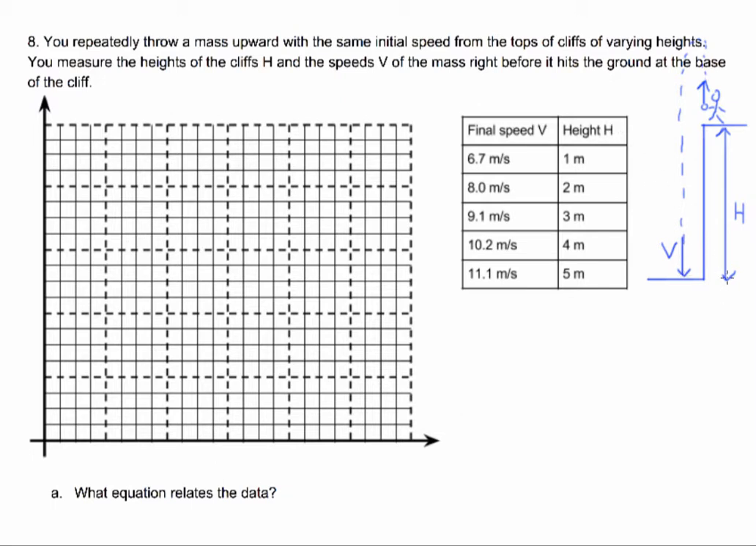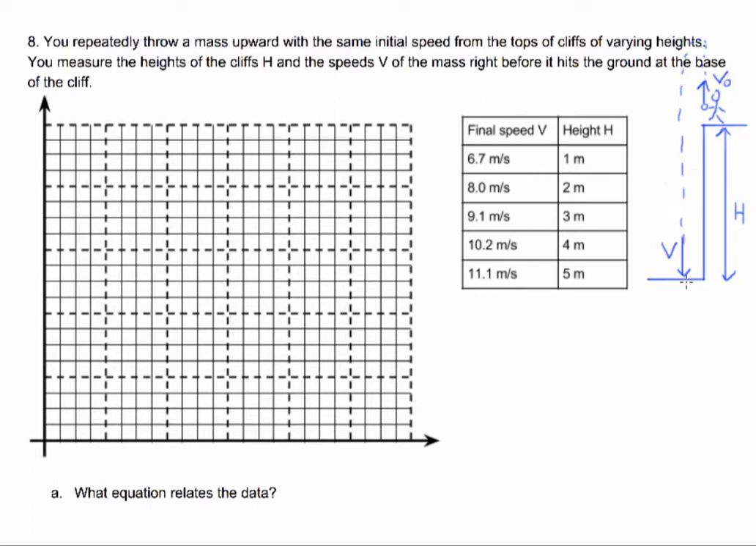So these final speeds are the speeds right before you hit the ground. These heights are the heights of the cliff. I guess these aren't much of a cliff, 1 meter. I'm not sure if that qualifies as a cliff, more like a small step, a boulder or something. But you're standing on different heights, and you're always shooting them with the same initial speed.